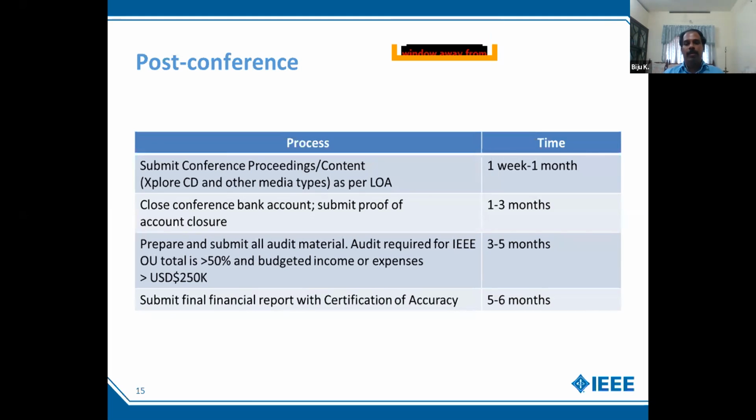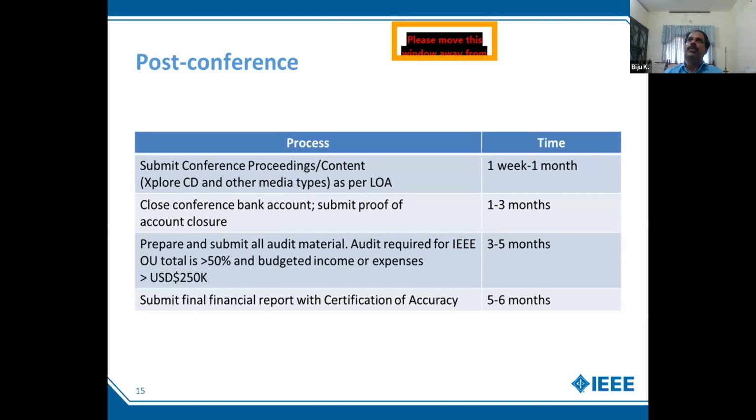And you submit the final financial report with a certification of accuracy form. The financial report is an online report that you have to submit online. You have to enter all the details, income and expenditure, actuals, because for getting approval of the budget you submitted a tentative budget. Okay. After the conference, now you have a clear, correct budget with you.